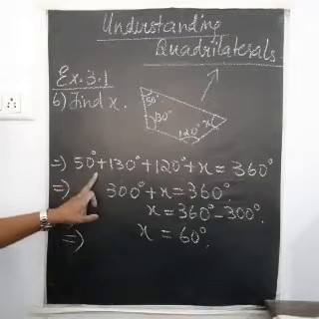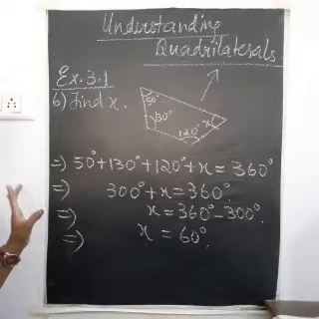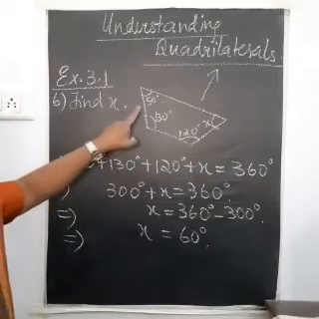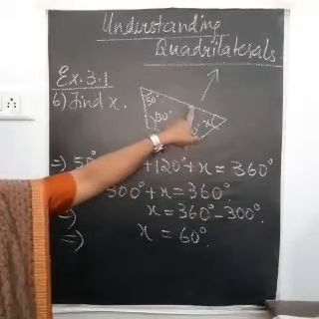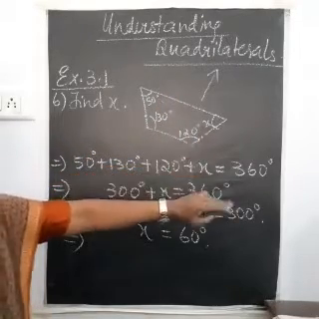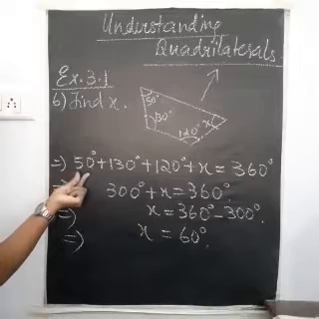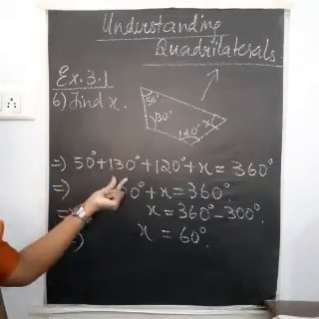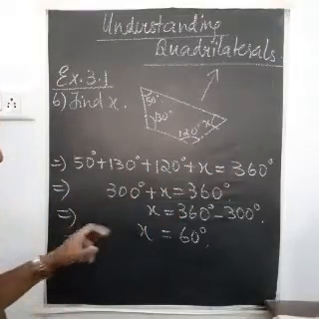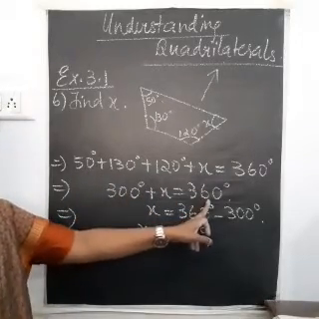So what are we applying here? We are applying the angle sum property. What is the angle sum property in a quadrilateral? Quadrilateral means 4-sided figure. See, 1, 2, 3, 4. For a 4-sided figure, all the angles add up to 360 degrees. So you will get 50 plus 130 plus 120 plus x is equal to 360. When you add all this, you get 300 plus x is equal to 360.